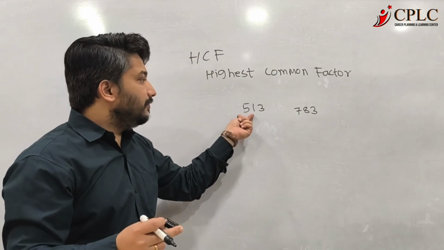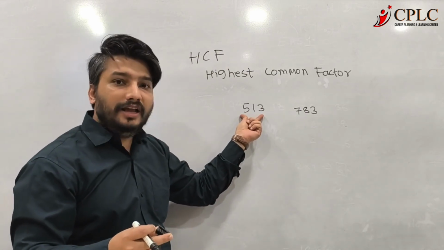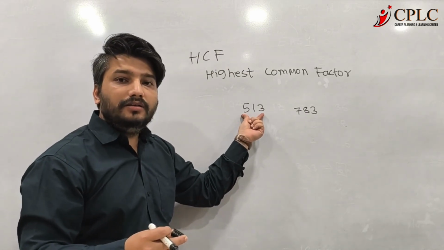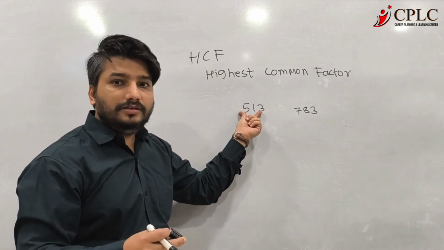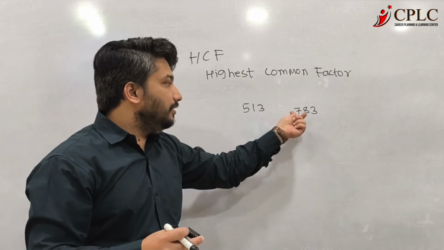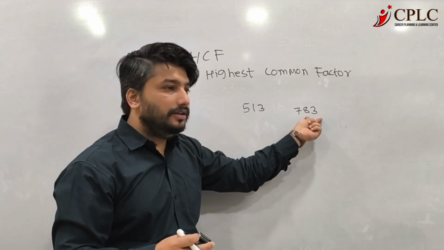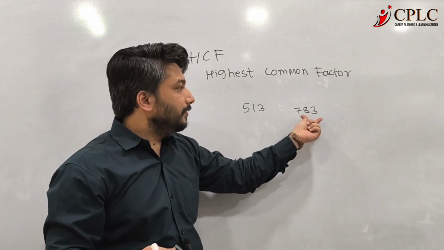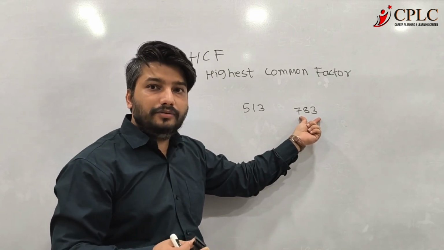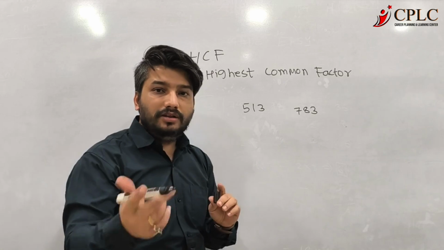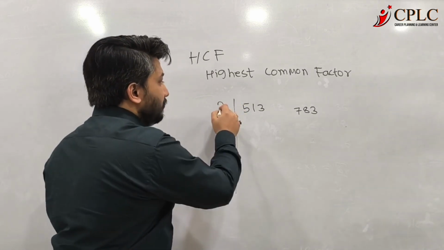So for example, 5 plus 1 plus 3, which gives me 9, and 9 is divisible by 3, तो obviously ये नंबर भी 3 से divide होगा. Similarly, 7 plus 8 is 15, 15 plus 3 is 18, 18 is again divisible by 3, so ये नंबर भी 3 से divide होगा. So both these numbers are divisible by 3. So divide them by 3.